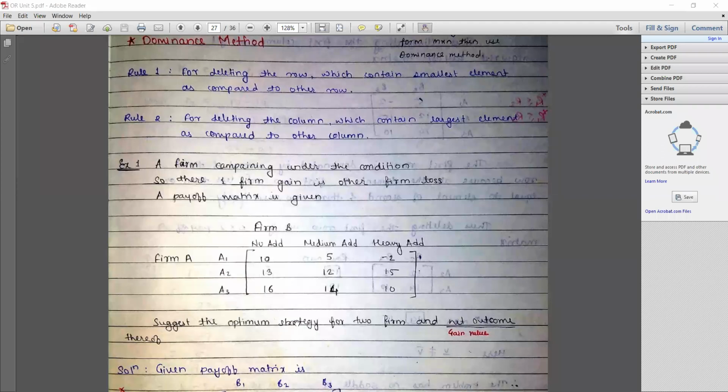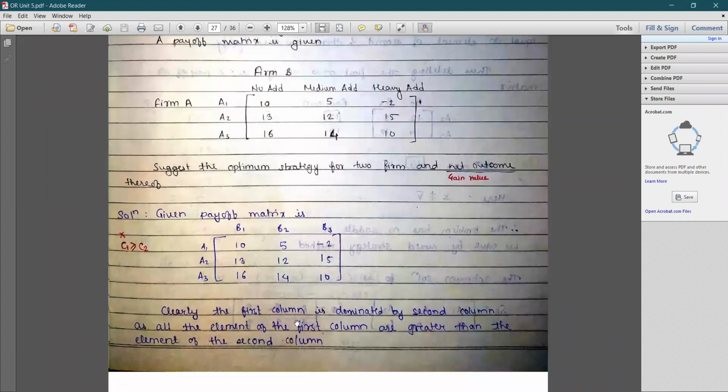Then first write the solution. The given payoff matrix is, write the given payoff matrix, that is player A, A1, A2, A3 and player B, that is the no add, medium add, heavy add, that is B1, B2, B3. First row elements are 10, 5, -2, second 13, 12, 15 and third 16, 14, 10.